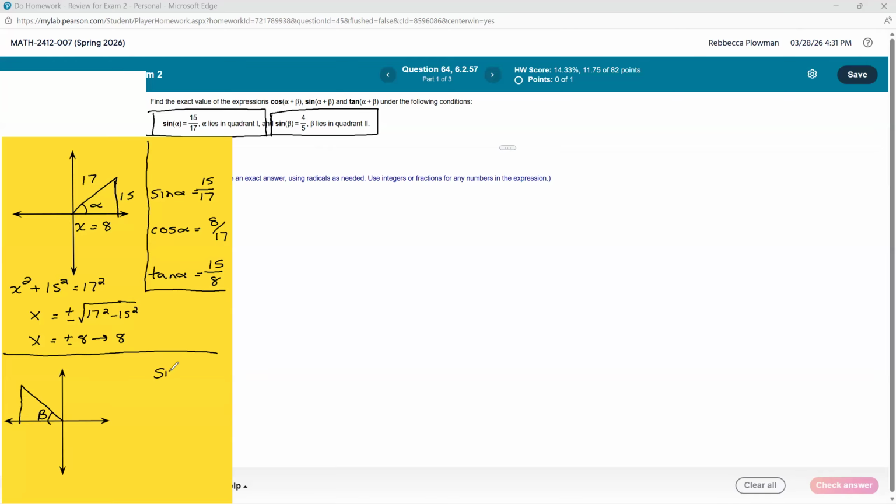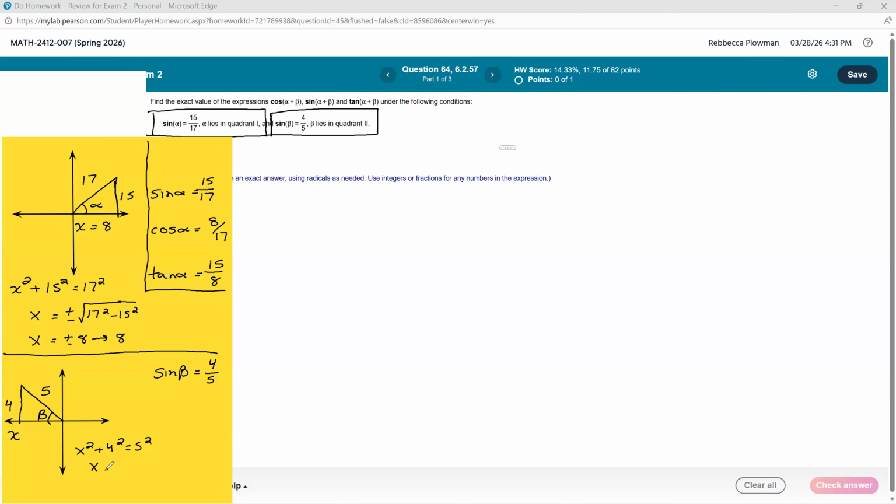And we know that sine of beta is going to be 4 over 5. So once again, opposite is the 4, hypotenuse is the 5, and we have to find x. So we know x squared plus 4 squared equals 5 squared.